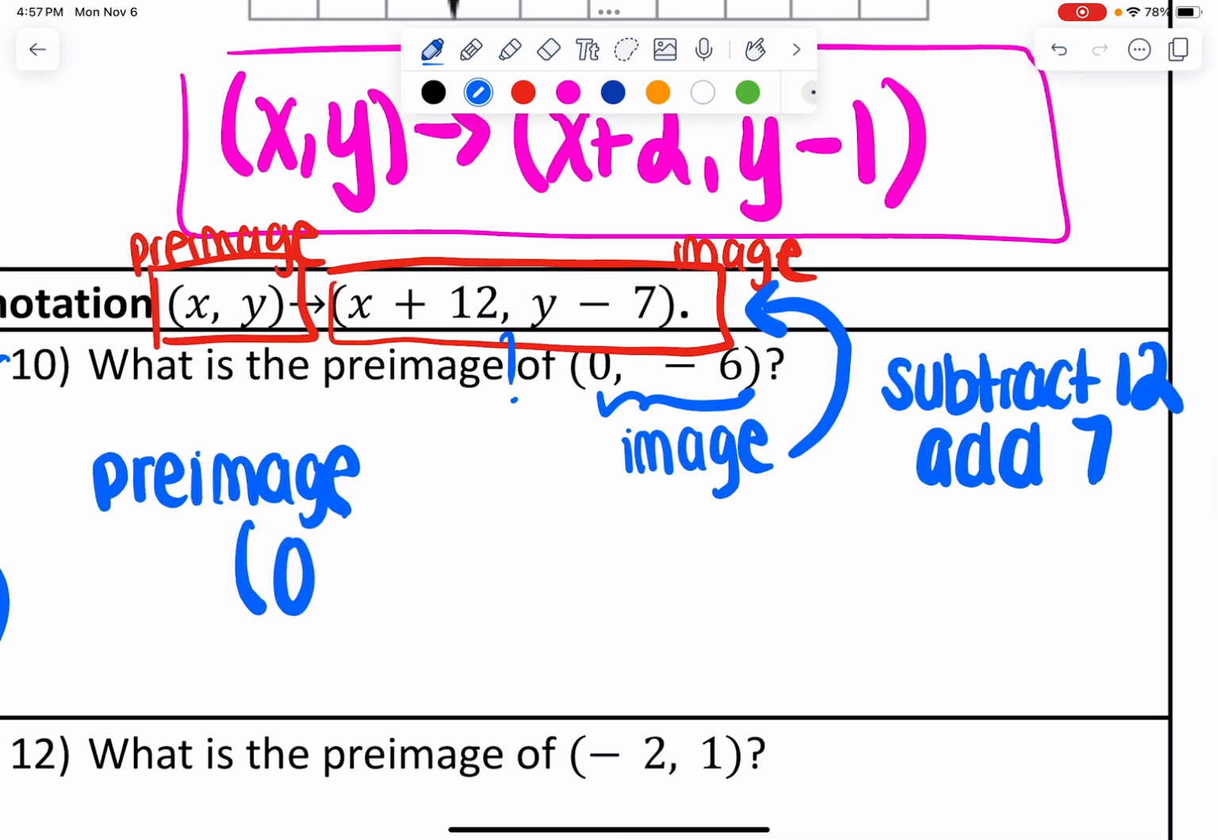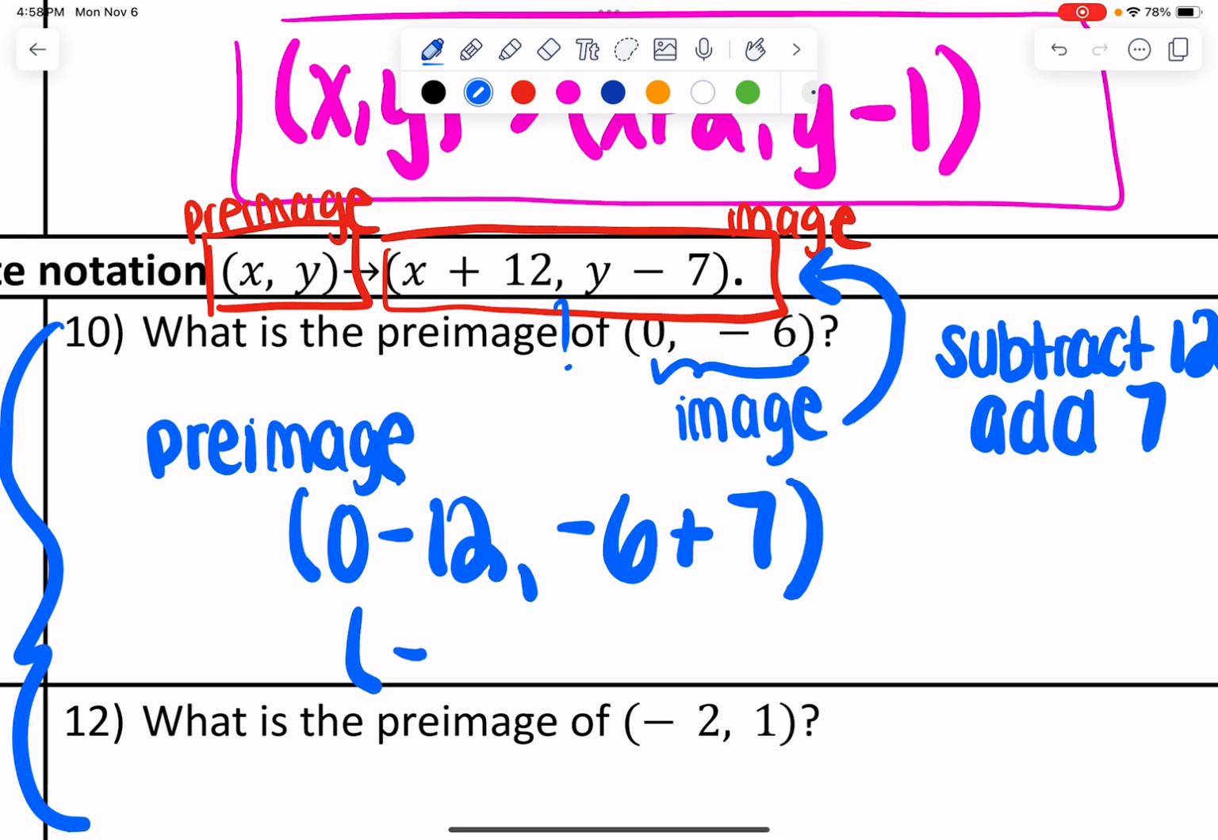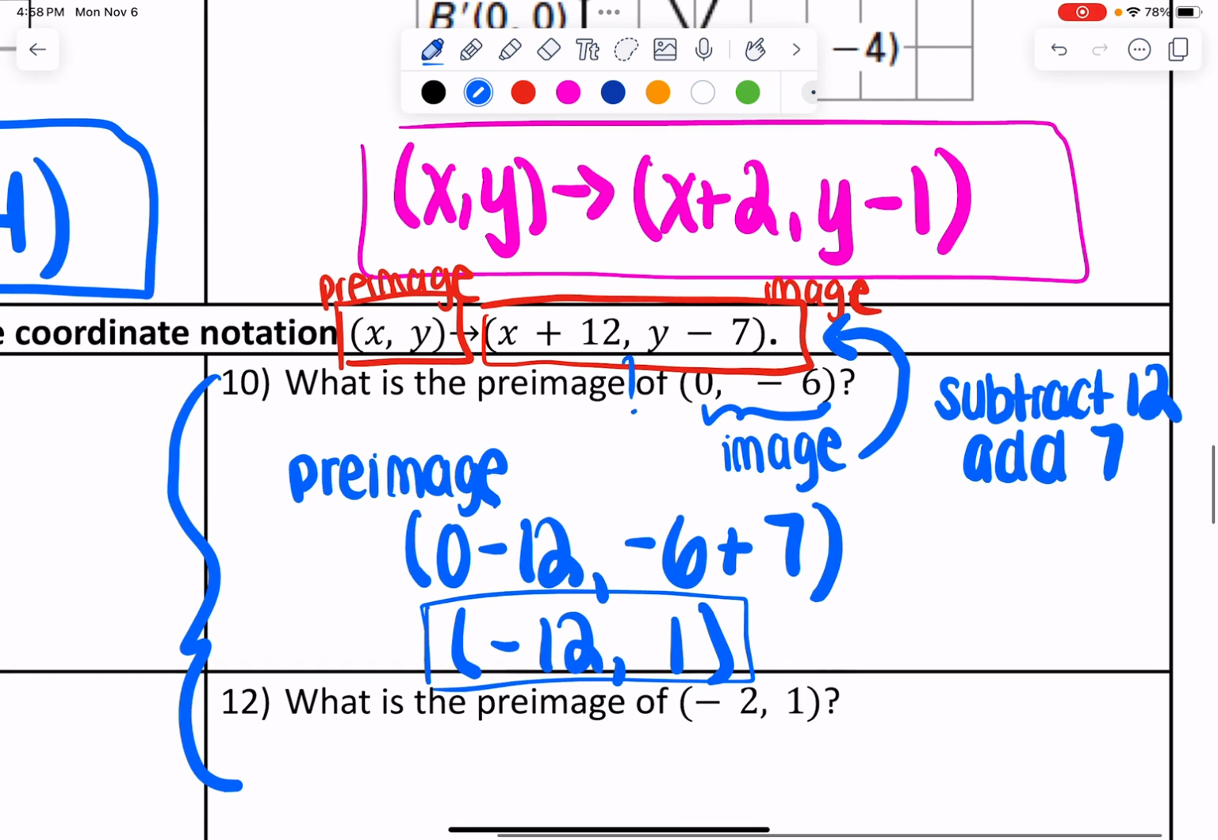So instead of plus 12, it would be minus 12, comma, instead of minus 7, it would be plus 7 to negative 6. Okay, and that's going to find your pre-image. So doing that, you would have negative 12, comma, 1. I know this is tricky, so I'll go through it more tomorrow, but that's the idea.